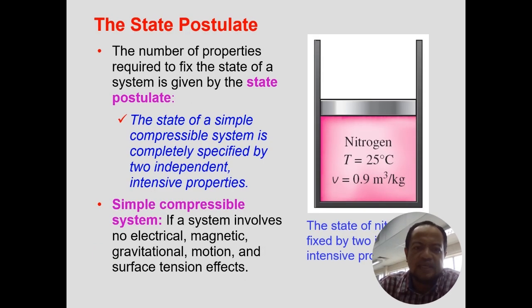Okay. Next is the state postulate. The number of properties required to fix the state of a system is given by the state postulate. The state of a simple compressible system is completely specified by two independent intensive properties, meaning independent properties. A simple compressible system means a system that involves no electric, magnetic, gravitational, motion, or surface tension effects. This is what we call a simple compressible system.